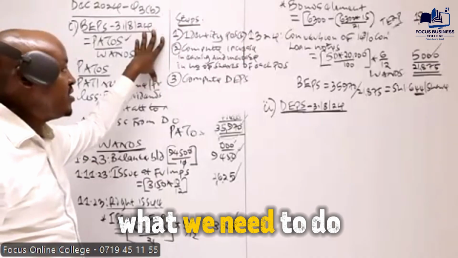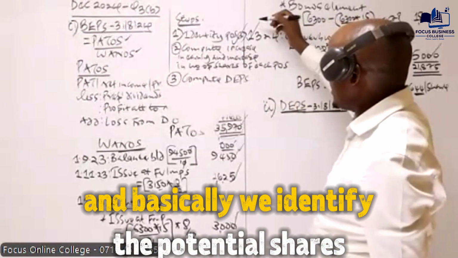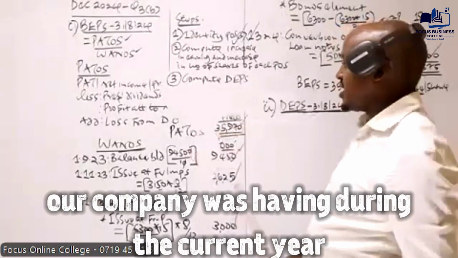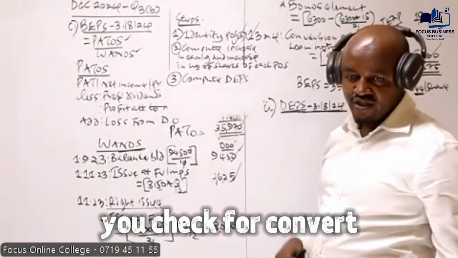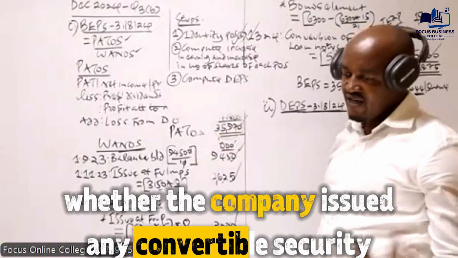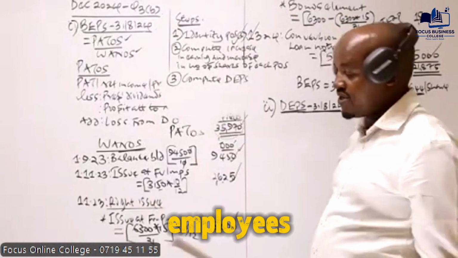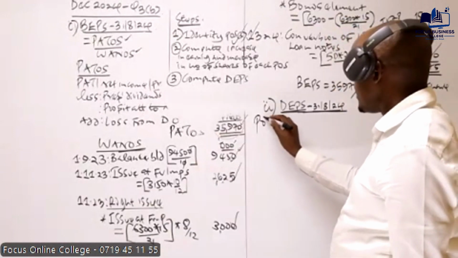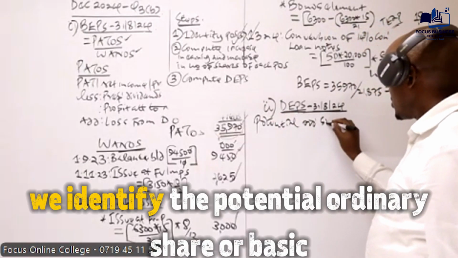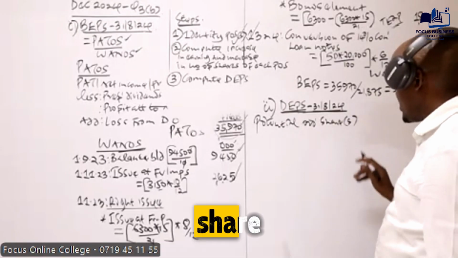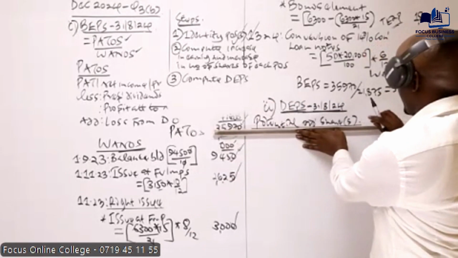So what we need to do is go back to our question here and identify the potential shares our company is having during the current year. Remember, for the potential ordinary shares, you check whether the company had issued any convertible security, and number two, whether there were some stock options granted to the employees. That's the first thing we need to do here: identify the potential ordinary shares issued by the company during the current year.